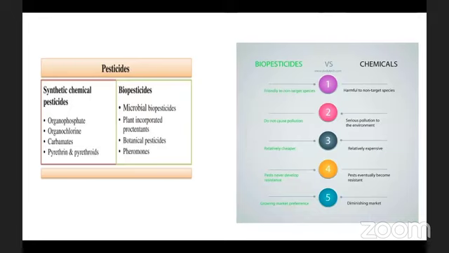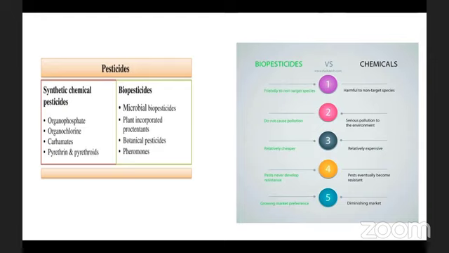Synthetic chemical pesticides are like organophosphate, organochlorine, carbamates, pyrethrin, pyrethroids. But for biopesticides, we can employ microbial biopesticides, plant-incorporated protectants, botanical pesticides, or hormones, meaning pheromones. And if we consider the benefits of biopesticides over chemicals, biopesticides are highly eco-friendly to non-target species also.